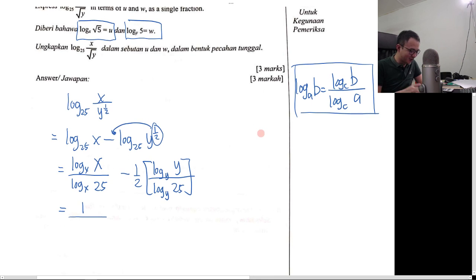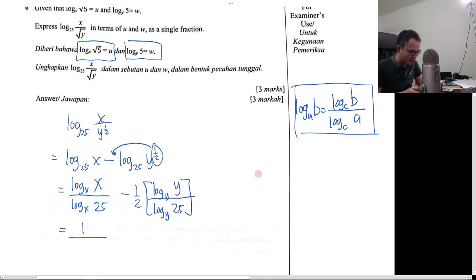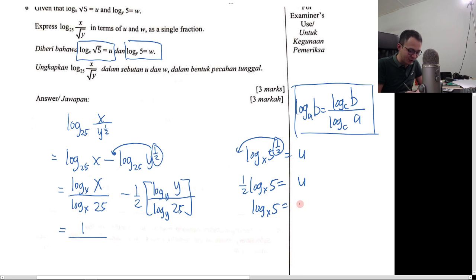Okay. So this is what I would do: I simplify this one. Of course, you can try to think how to make square root 5 into 25, but I guess simplifying this one is easier. So this is log x of square root 5, right? 5 to the power half equals u. So you can move this one to the other side. So it becomes half log x 5 equals u. So I know log x 5 equals 2u. Or you can say u equals half log x 5. Either one will work.